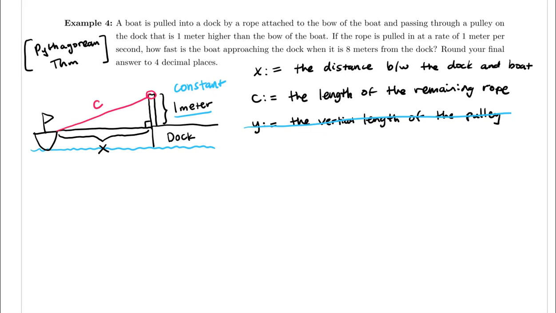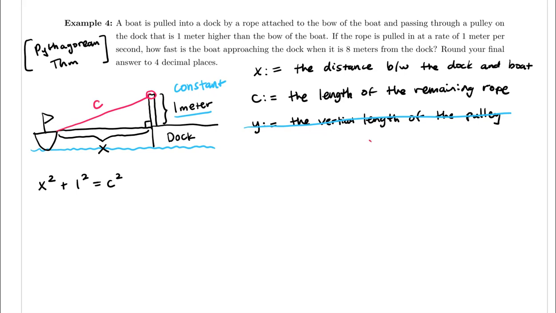And so it's actually going to end up working out easier if we think about it because it is a constant. So if we're thinking about the Pythagorean theorem, then the equation we want to use is x squared plus 1 squared is equal to c squared.